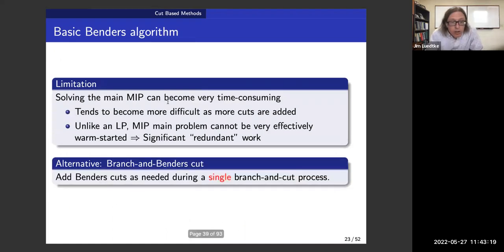Okay. So the alternative to this sequence of integer programming approach is what's known as branch and Benders cuts, the main topic of today. The idea here is that rather than solving a sequence of integer programming problems, I'm going to do a single branch and bound process where I add the Benders cuts only as needed within that branch and cut process.